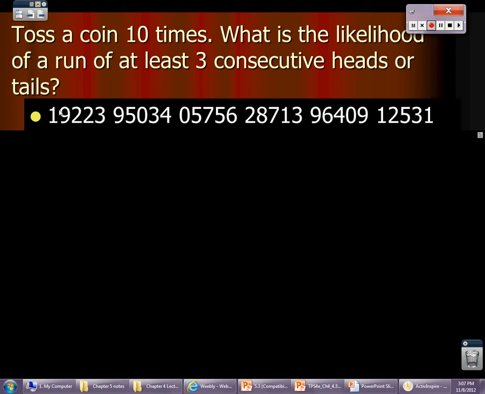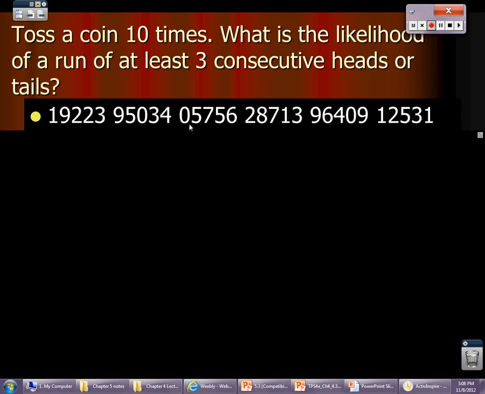So if I look at the first 10 numbers, 19223, 95034, just the first 10 numbers, that's representing my first run of 10 flips of a coin. Every time I see an odd digit, I have a heads. Every time I see an even digit, I represent a tails. I've done this 3 consecutive runs.